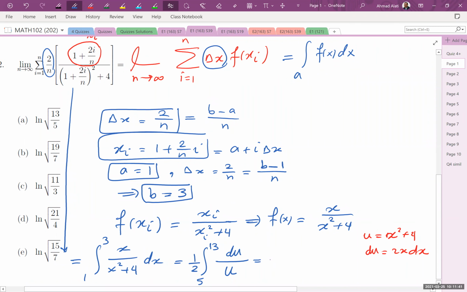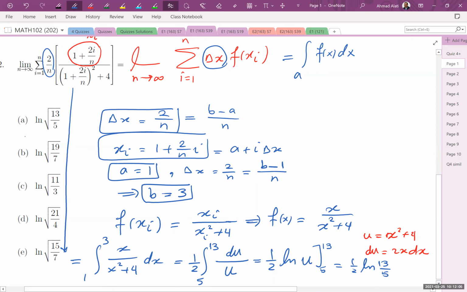So this is half of ln of the absolute value of u. u here is positive, by the way, from 5 to 13. And you can see clearly that this equals half of ln 13 minus ln 5, ln 13 over 5, which is, of course, ln of the square root of 13 over 5.